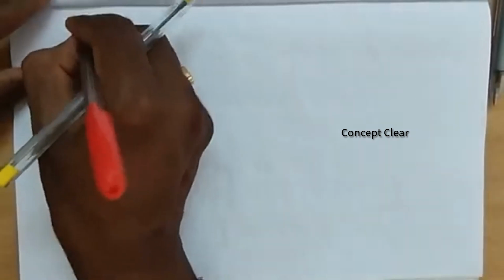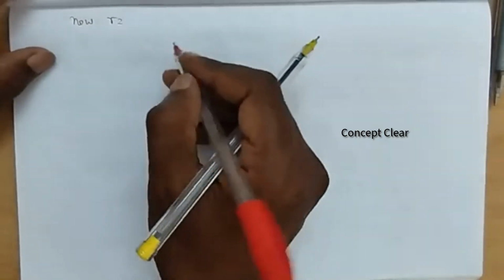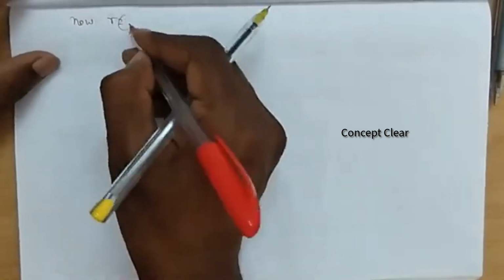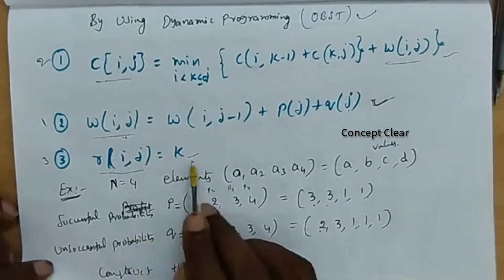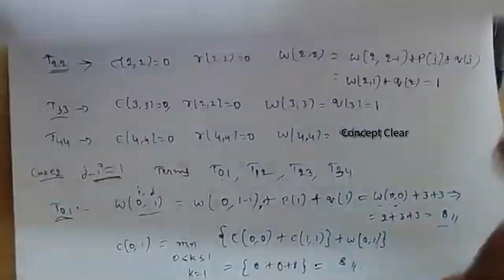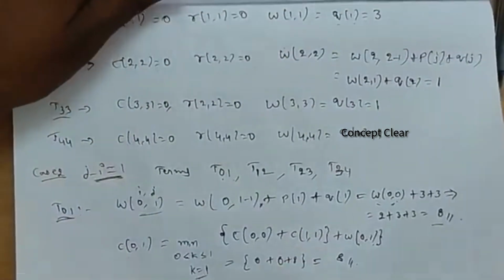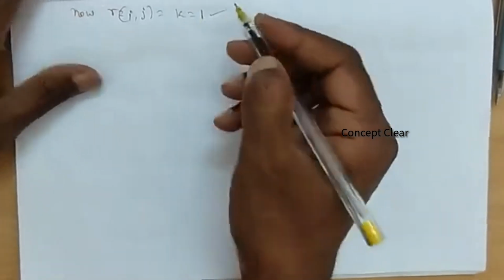Next, now we have to find the R value. R of i comma j equals k. The formula is R of i comma j equals k. In the previous derivation part, what is the possible k? The only possible k is 1. So here the k value equals 1. So it is the third formula.